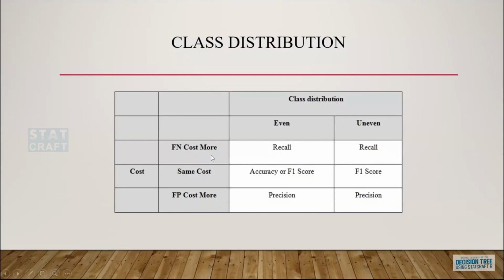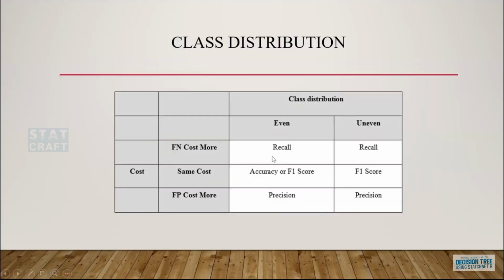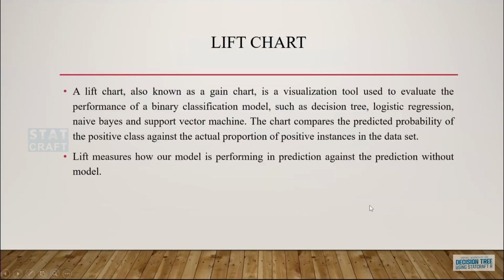So if your false negative cost is more, use recall as your measure. If false negative and false positive costs are the same, you can go for accuracy or F1 score. And if your FP cost is more, then you go for precision. Is it clear? Now comes the lift chart.